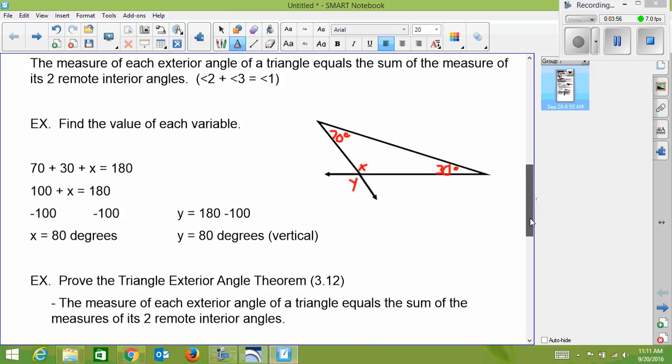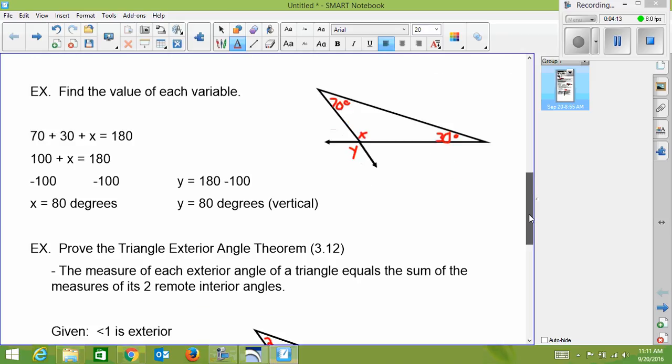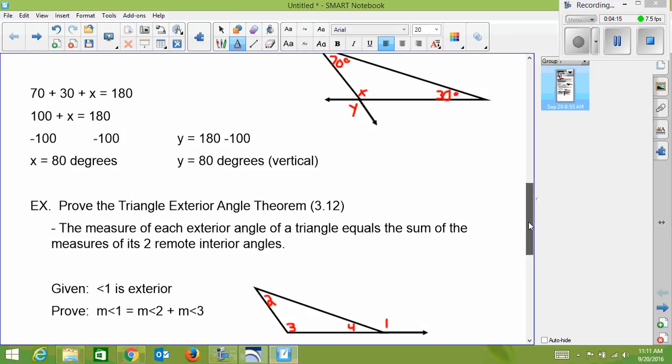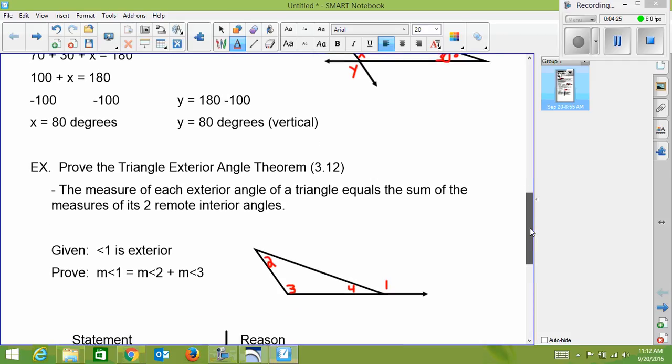And one more example. We're going to do another proof here. We're going to prove the triangle exterior angle theorem, which is theorem 3.12. It says that the measure of each exterior angle of a triangle equals the sum of the measures of its two remote interior angles. So we're going to prove it. Given is that angle 1 is an exterior angle, and they want you to prove that the measure of angle 1 equals the measure of angle 2 plus the measure of angle 3, going through a series of logical steps.